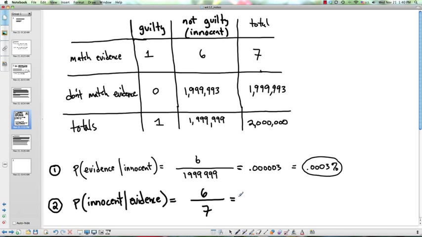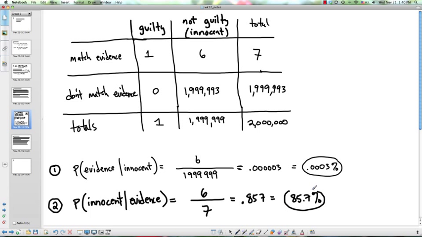6 divided by 7, it's about 0.857. Let's say 0.857. Now this is a very different number. And as a percentage, that's 85.7%. Now that's completely different.